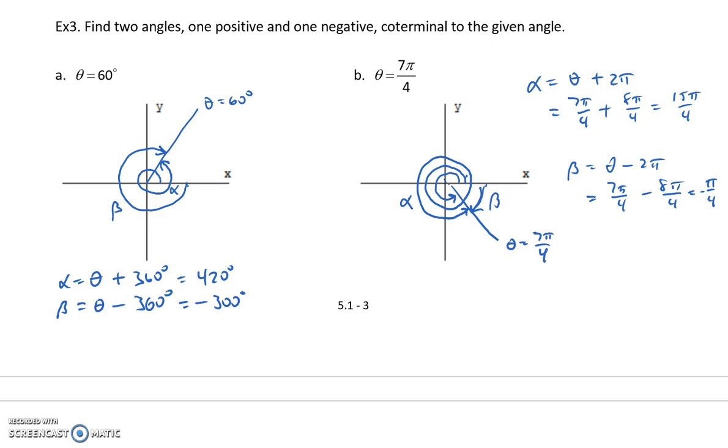So we can find other angles coterminal to a given angle by adding or subtracting multiples of either 360 degrees if we're using degree measure, or 2 pi radians if we're using radian measure.